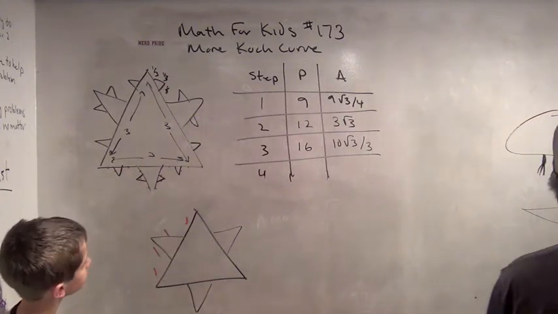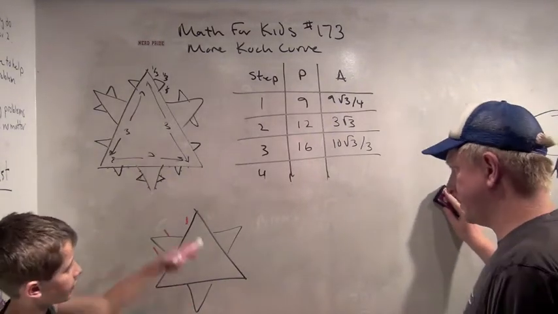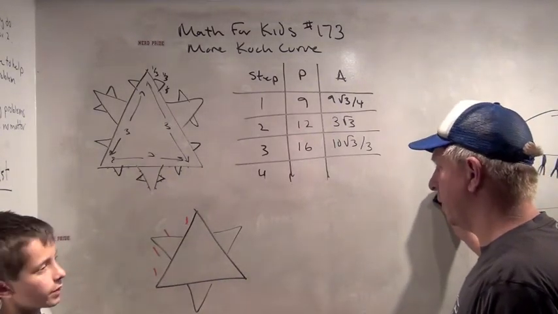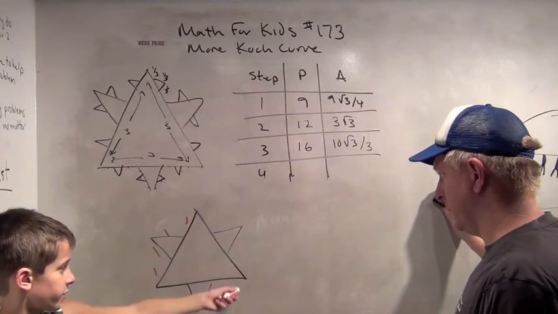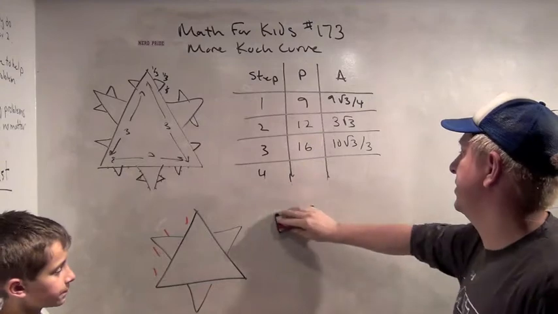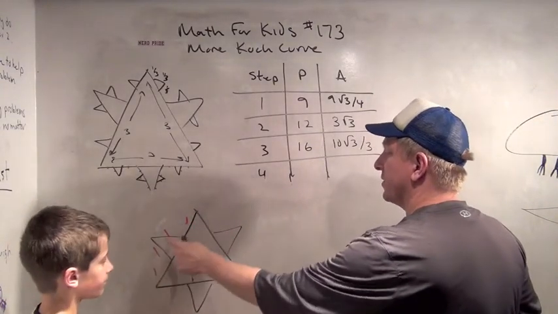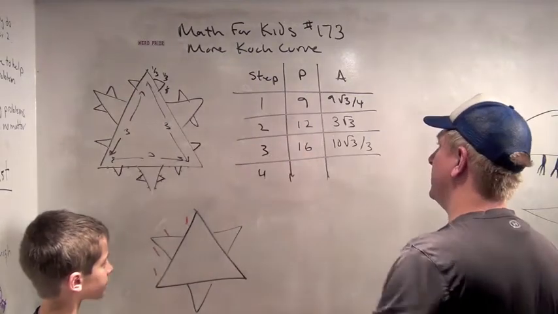All right. So what's the perimeter of this object now? Well, it's 12. Why? Because it's 4 times 3. There's 4 on one side, and there's 3 more sides. So it's 4 times 3, because the length of one of these sides is 4, so we get 12.